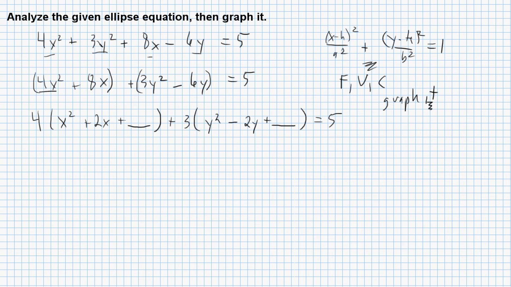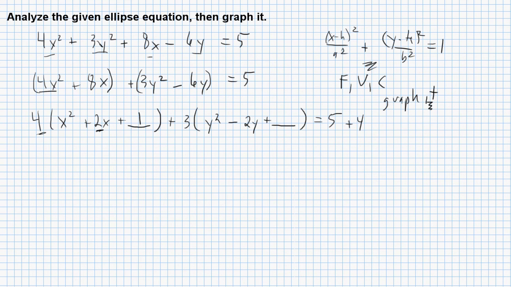Now we think, what do we need to do? What do we got to add here to complete the square? Well, for this one, half of 2 is 1. 1 squared is 1. So we're going to add 1 to complete the square there. But since the 4 is on the outside, we're really adding 4 times 1, which is 4. So we're going to add 4 to the other side to totally balance that.